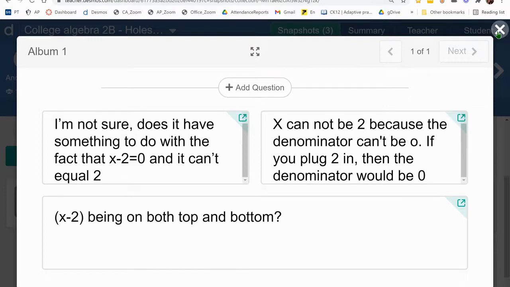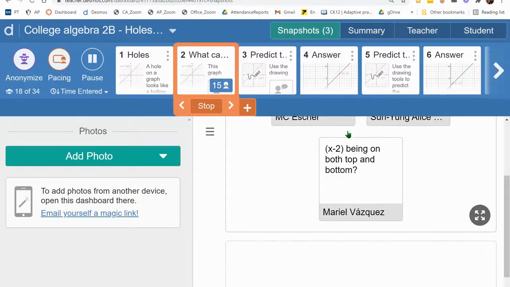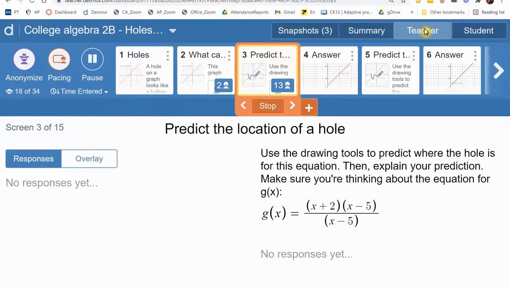Go back to your Desmos, please. So you can just hit Alt-Tab. Alt-Tab will take you back. And this time, I want you to predict. So you're going to actually grab the marking tool and draw on the graph itself on your screen. And I'm going to be able to see what you draw.